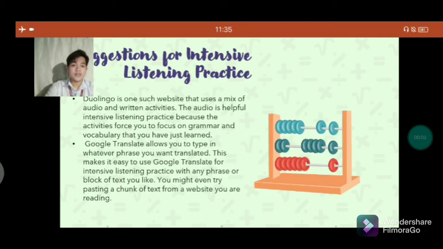So, suggestions for intensive listening practice. Duolingo is one such website that uses a mix of audio and written activities. The audio is helpful in intensive listening practice because the activities force you to focus on grammar and vocabulary that you have just learned. Duolingo is one of the most famous learning platforms in today's society. It is the most popular language learning platform and the most downloaded education app in the world, with more than 300 million users.